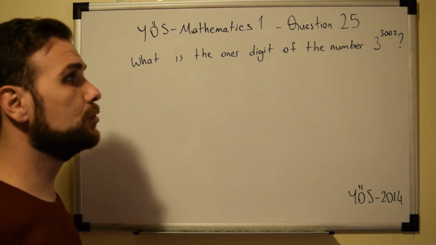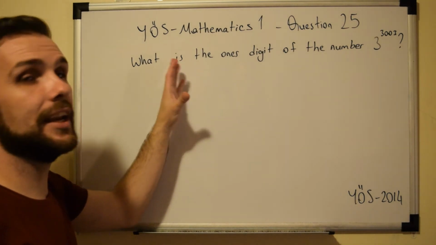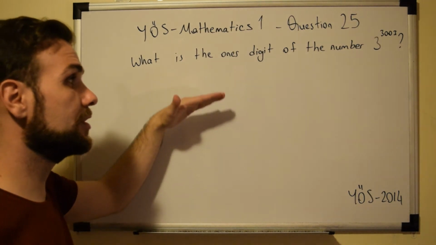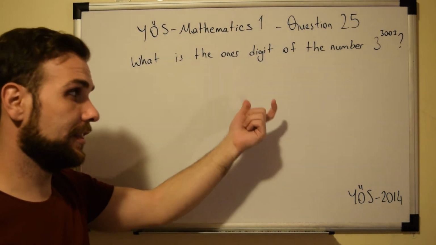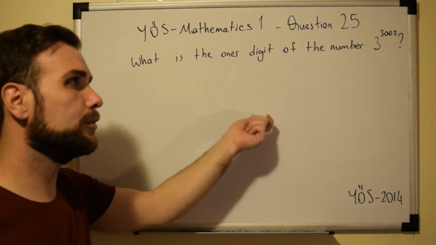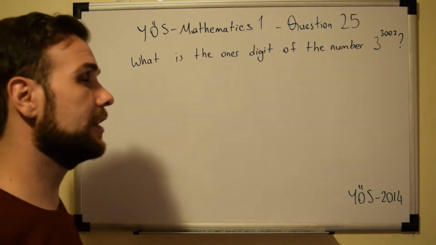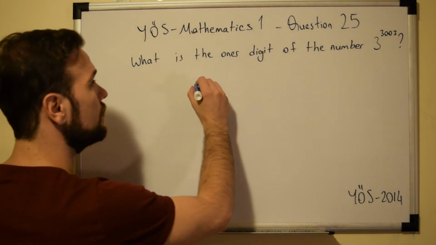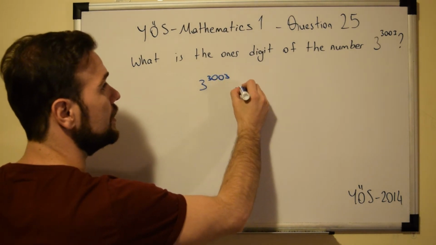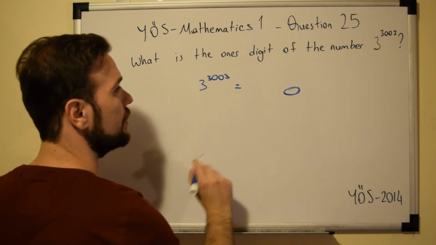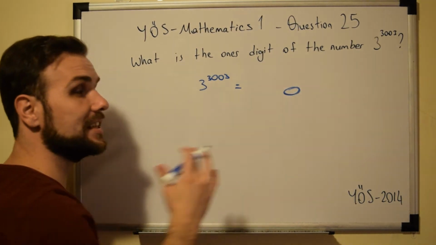Now, what do we have to do? We have to see if there is a sequence. If we take 3 to any power, what's going to be the trend? And after seeing that trend, we can find the value of the units digit of the number 3 to the power of 3003. So we are looking for the ones digit, the units digit, what is its value.